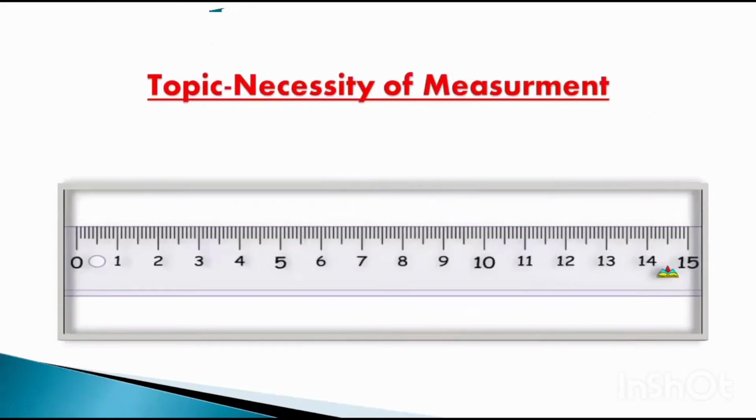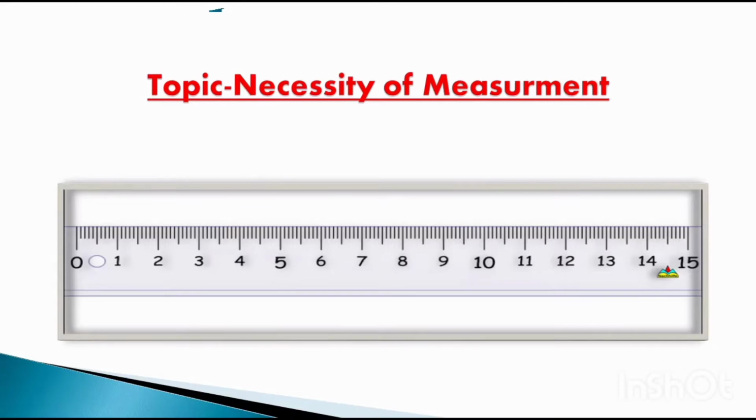So students, today's topic is necessity of measurement. Do you have any guess what the necessity of measurement is? Yes, first of all, you should think about that. What do you think? Why do you actually need measurement?